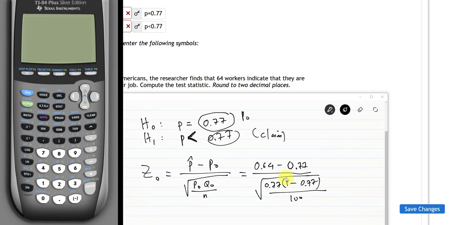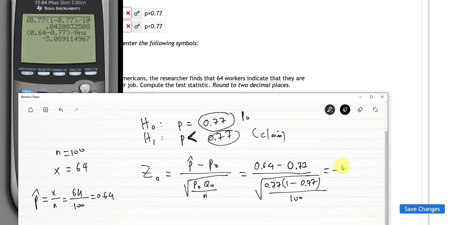And now let's do the calculation right here. So I take the square root of 0.77 multiplied by 1 minus 0.77, all divided by 100. Then I take the top value, 0.64 minus 0.77, and divide by the answer I just got earlier, and the value is negative 3.089. That is the test statistic.